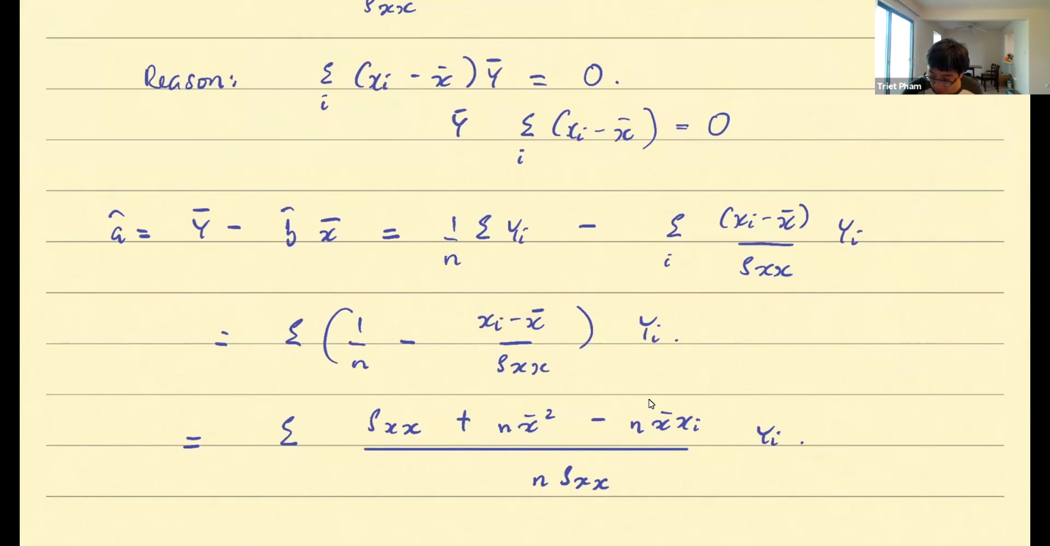Sorry, I missed one thing, because this is b hat x bar. So I missed an x bar here, sorry. X bar times this. So yeah, that's why you have the n x bar squared and then x bar xi. Question.